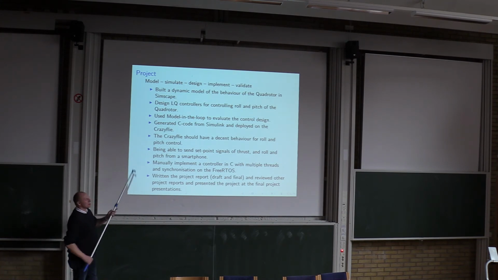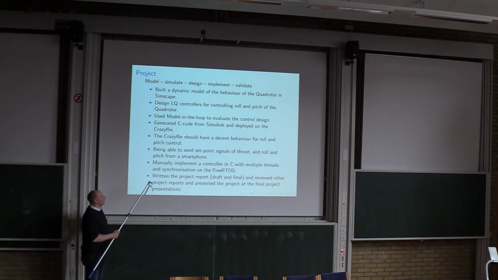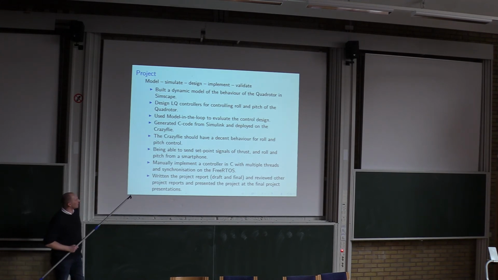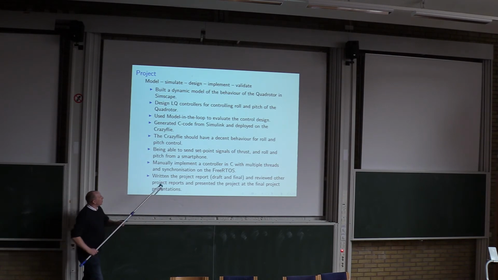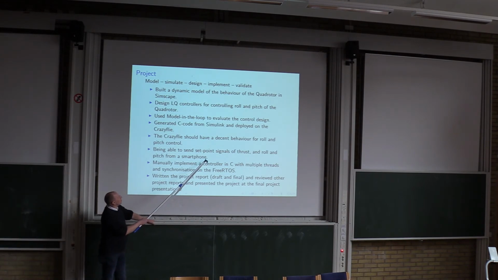And of course, to pass, you need to have a decent controller for the roll and pitch control. You should also be able to send set point signals of the thrust and roll and pitch from a smartphone. So there is, of course, an app that you can download and use for these purposes. Roughly halfway through the course, you will get something that can fly, hopefully.